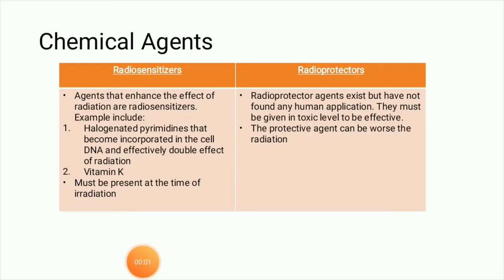Okay, the next biological factor is chemical agents, of which we have two types: radiosensitizers and radioprotectors. Radiosensitizers are agents that enhance the effect of radiation. Examples include halogenated pyrimidines that become incorporated in the cell DNA and effectively double the effect of radiation, and the second is vitamin K. And this radiosensitizer must be present at the time of irradiation.